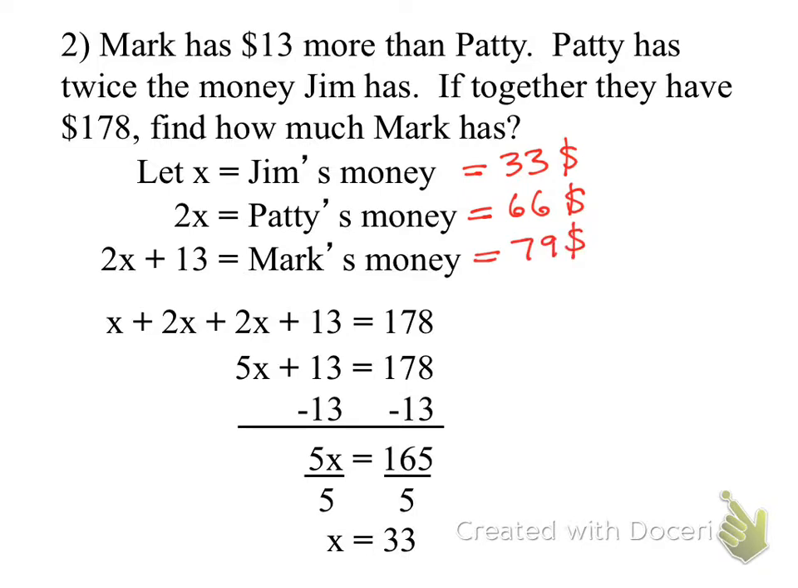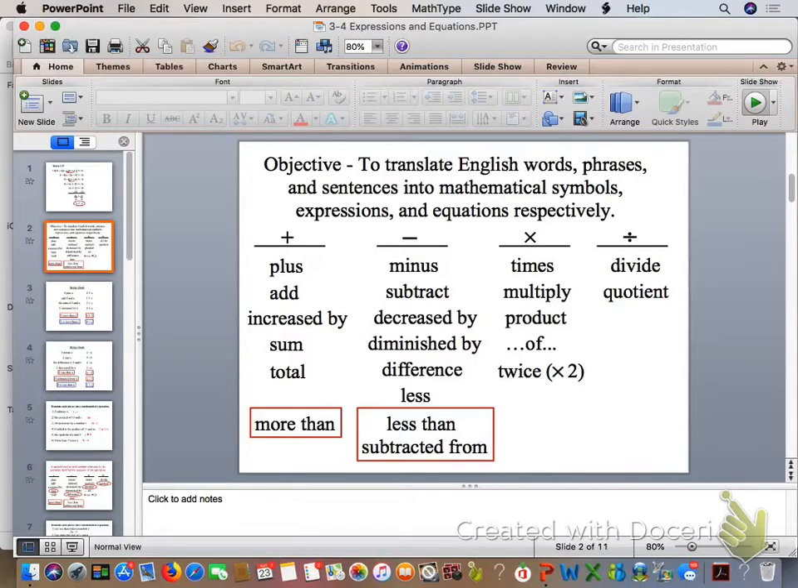79. Is everybody understanding why? Because this is 2 times 33, that's 66, plus 13. So do you understand? We identify our unknowns, we solve it, and we make sense of the story. We finished 28 minutes. And that is lesson 3.